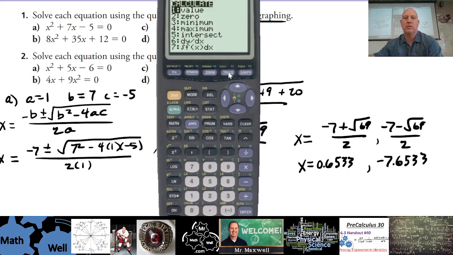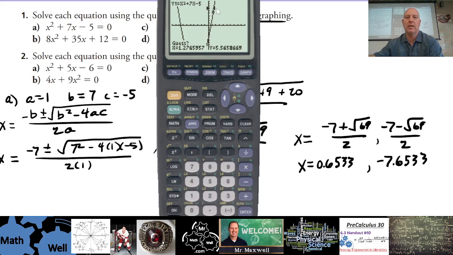So second function calculate is the trace menu. We're going to find the zeros, and it says left boundary. Let's take a look at this 0 first. Sure, let's set that as the left boundary. Let's cursor over. This is the right boundary. Yep. So somewhere in between there, I'm looking for this one. I just hit enter again. And 0.6533. There's one. Confirmed.